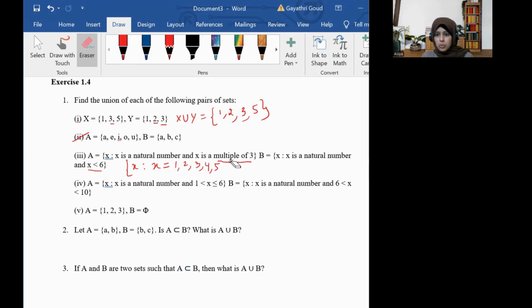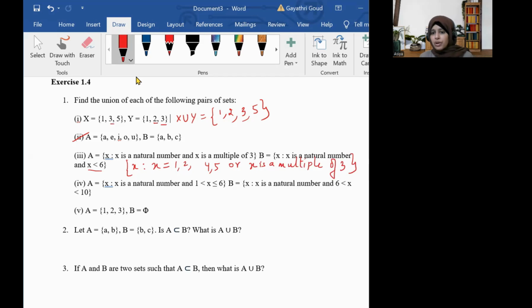Now, whenever you're doing union, you will use or. Again, x is a multiple of 3, but we have already written 3 over here. So that means we will have to erase this 3. Now I will write x is a multiple of 3. Is that clear? Why did I remove that 3? Because that 3 is already included here. So this will contain 1, 2, 4 and 5, or x is a multiple of 3. I hope that is clear. Now give the fourth one a try.